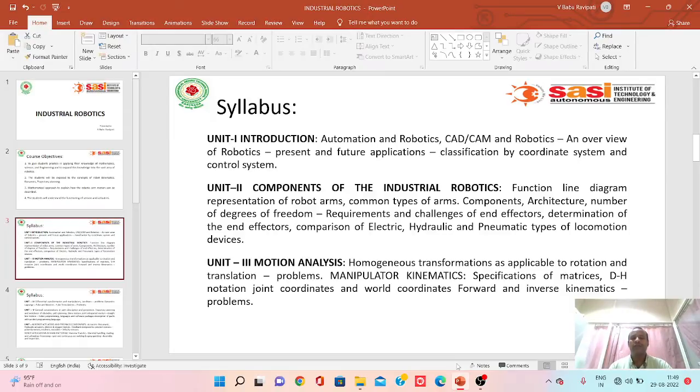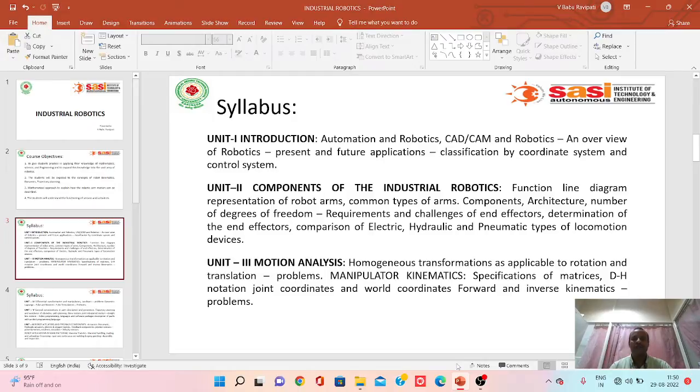Maybe in the case of a welding operation, the end effector is a torch. In the case of a drilling robot, the end effector is a drill bit. If it is used for an assembling process, it requires holding the objects, finished and semi-finished goods, so at that time the end effector is a gripper. And then determination of the end effector, and comparison of electrical, hydraulic, and pneumatic types of locomotion devices. These are covered in the second unit.